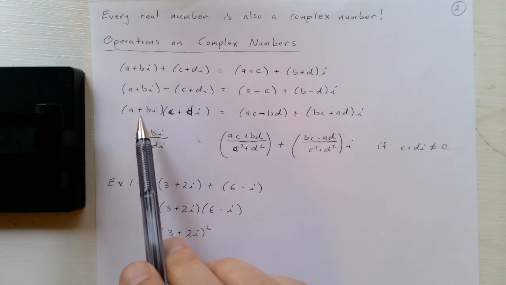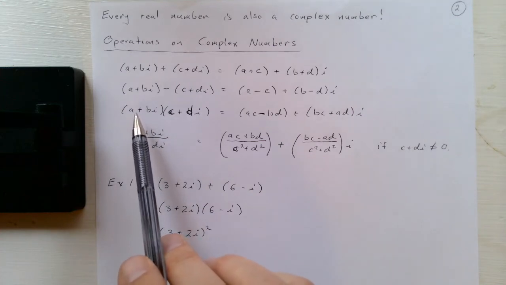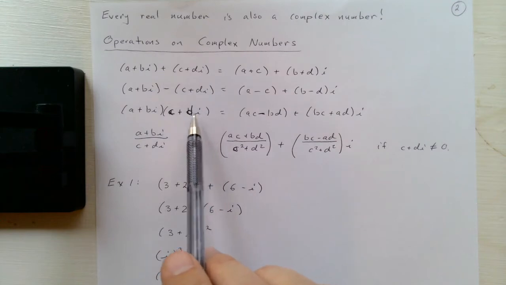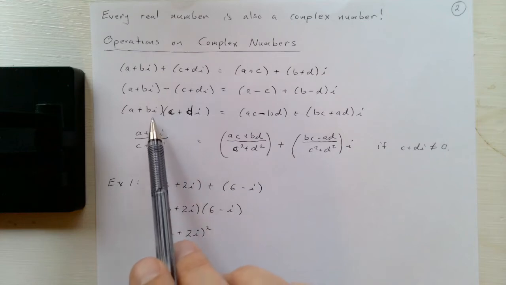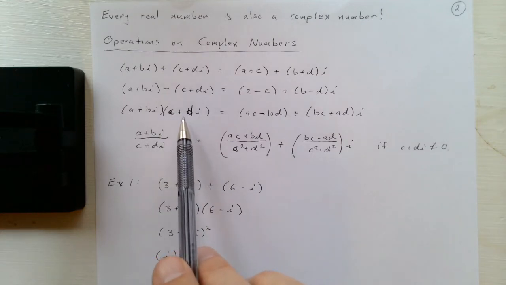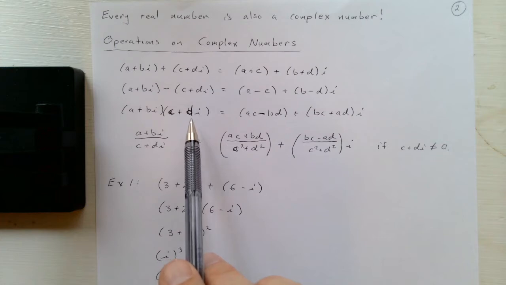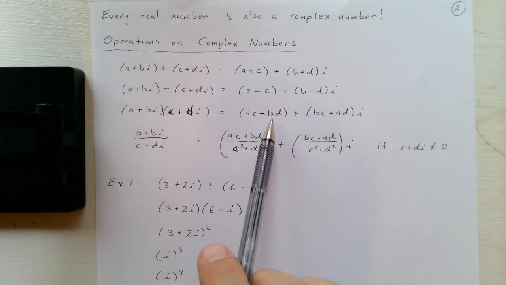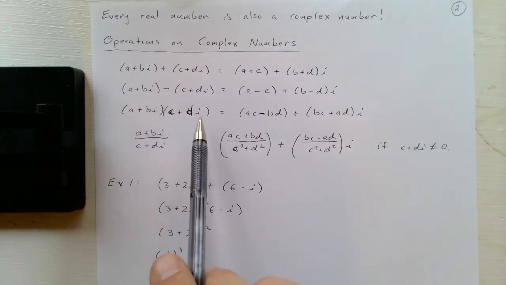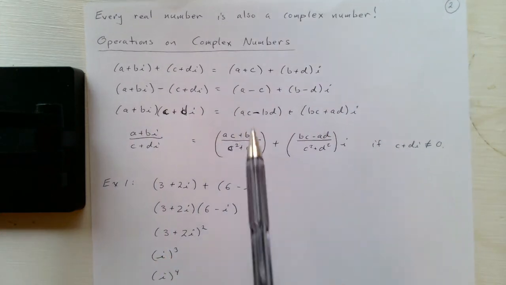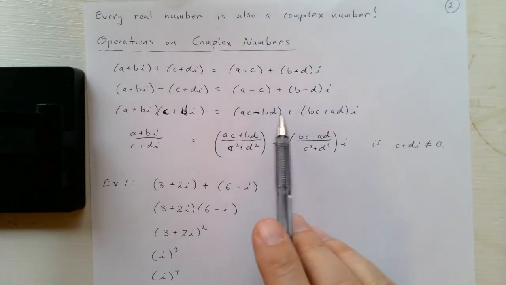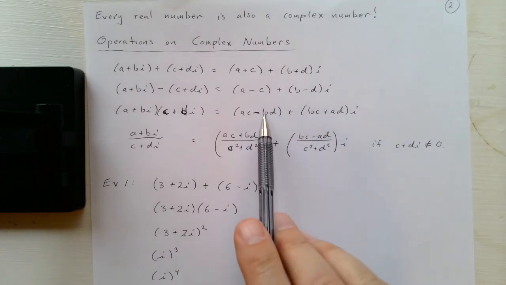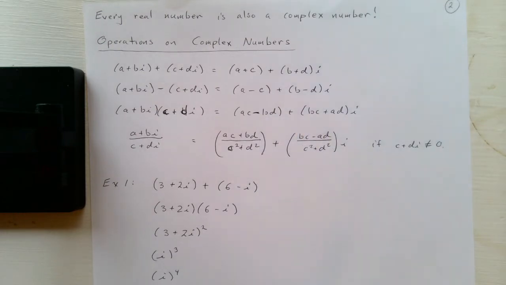Multiplying, things are a little bit more complicated, but not too much. Basically, if you FOIL this out, you'll get ac plus bci plus adi plus bi times di, which is the same thing as bd i squared. But remember, i squared is -1, so that's why we have a minus bd here. Then we collect the real parts and imaginary parts like we did before, and we get something plus something times i. It's just important to realize that this is real and this is real. So we have a real number plus a real number times i, so it's a complex number.